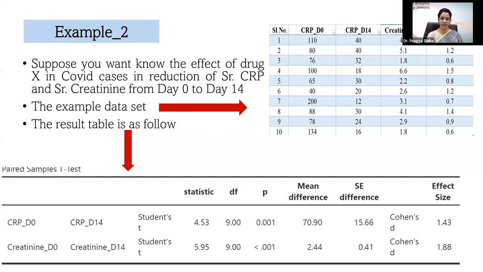So if you see the mean value, this is the p-value. So p-value is significant in both the cases. But if you see the significant difference, the mean difference is 70 and 2.44. So can you say that since the CRP is different, what will be your interpretation on this mean difference? Which has got more practical applicability in this case?